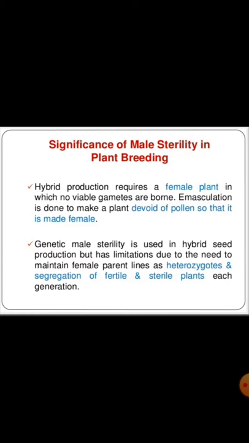All in all, we can say male sterility is significant only when we need to produce hybrid seeds, because the male part is non-functional. Also, with the help of cross pollination, we can place the desirable male pollen over the female stigma to produce hybrid seeds.